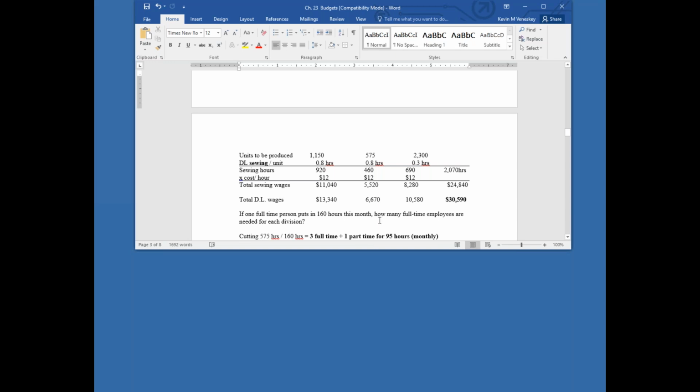Now go ahead and pause and try to do this for the sewing. Figure out how many employees we need for the sewing and how much is left over for our part-time person.